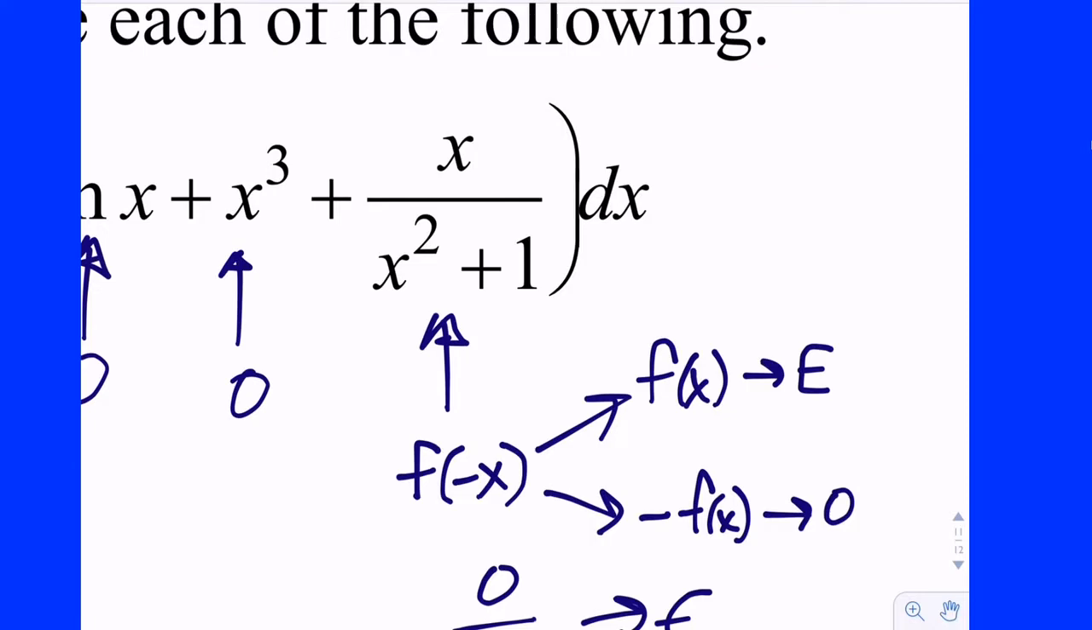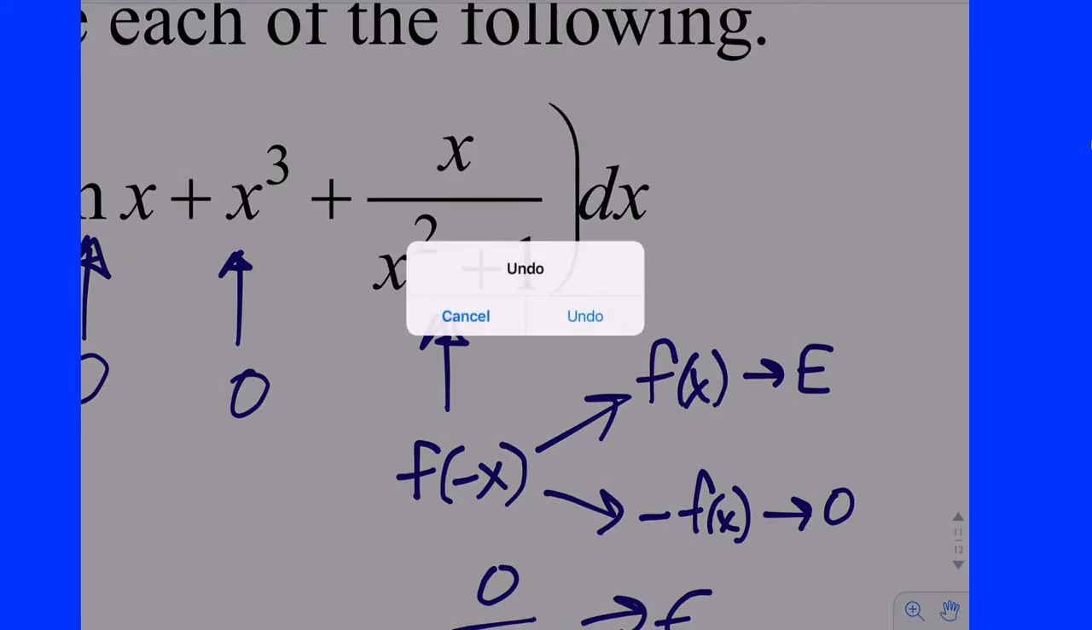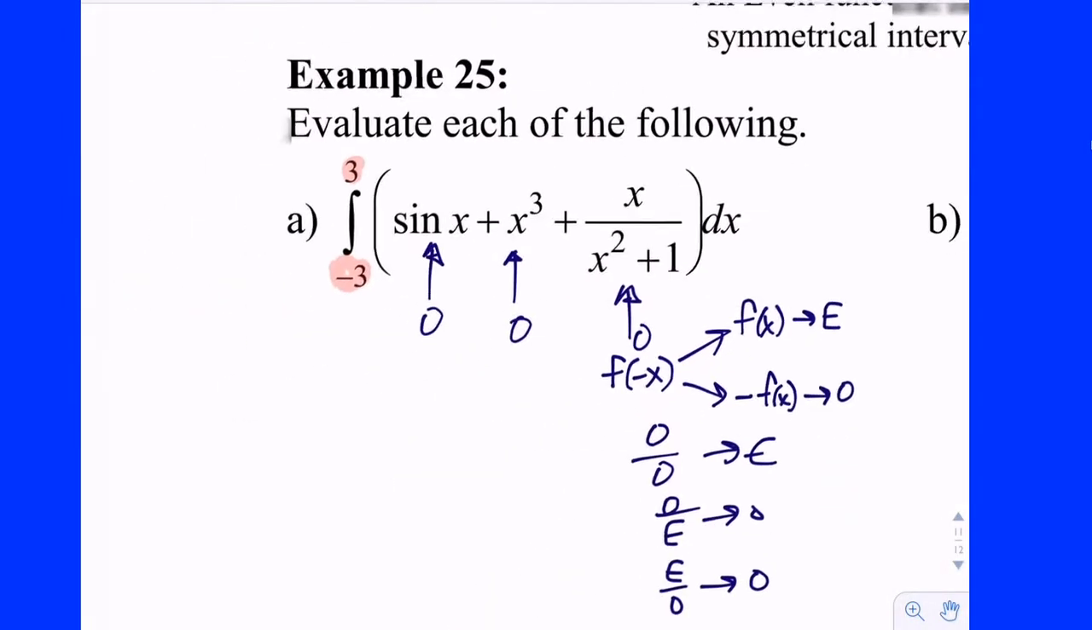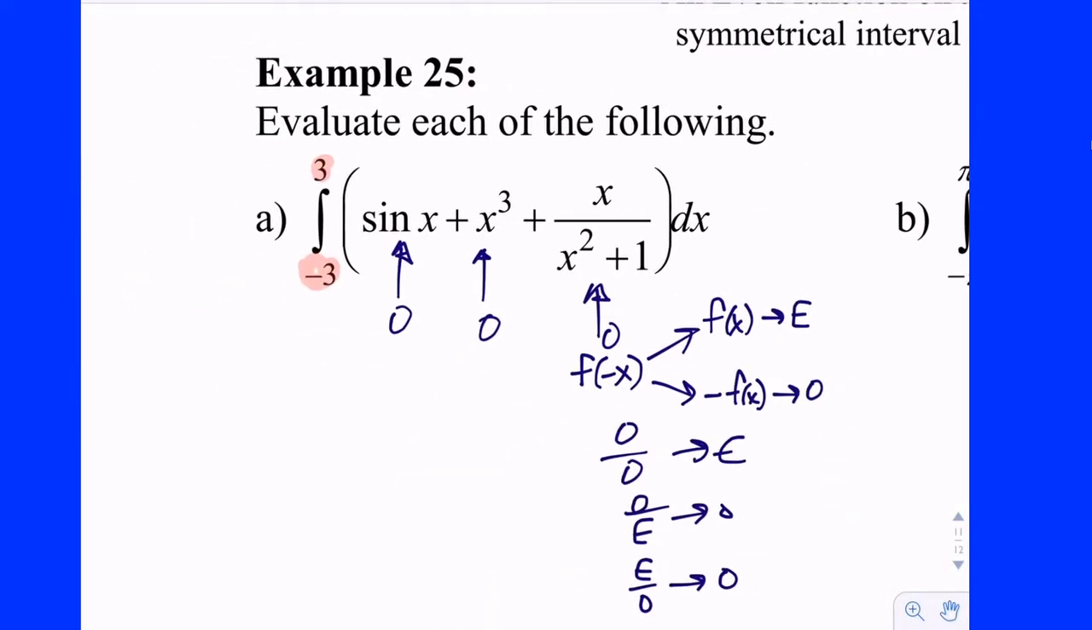X squared plus 1 in the denominator is what? Even or odd? Even. And then x itself is what? Odd. So an odd over an even is odd. So this is an odd function together. So all three terms are odd. We're on a symmetrical interval. Guess what the net accumulation is of the whole thing? 0. And you don't have to do really any calculus at all.